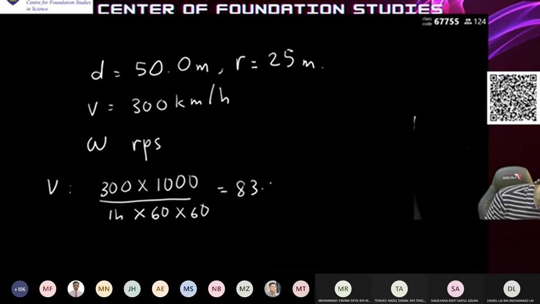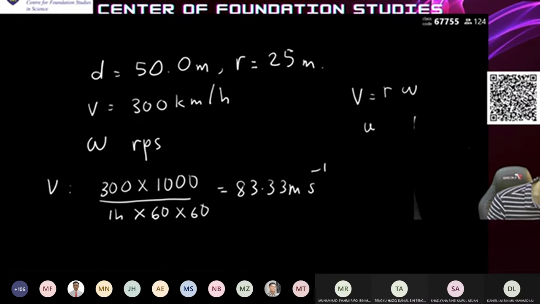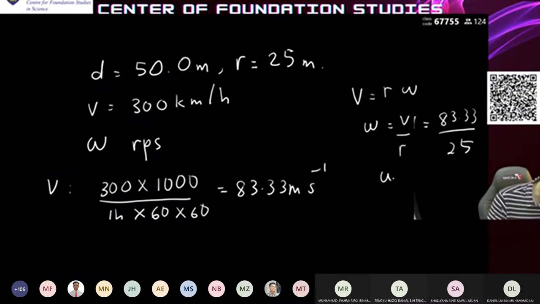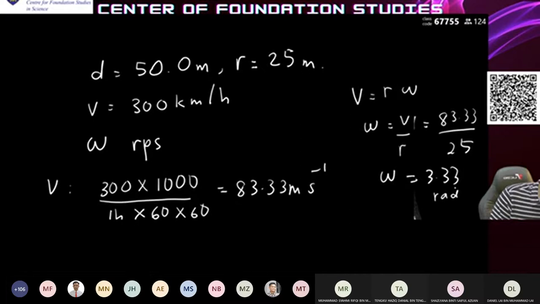Thank you. Okay, now this is the velocity. So we want to find the angular velocity. So we know the relationship between the linear and the angular quantity, V is equal to R omega. So the omega is equal to V over R. So the V that we get is 83.33. And then we divided by the radius, which is 25 meter. Okay, and then the angular velocity is? Someone? 3.33 radian per second. Okay, this is in radian per second.